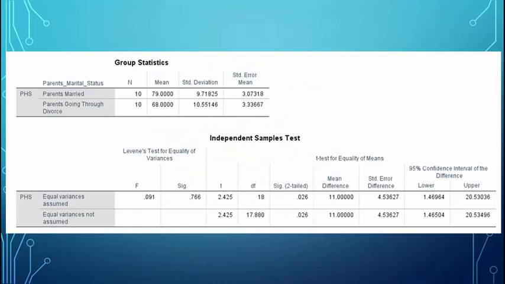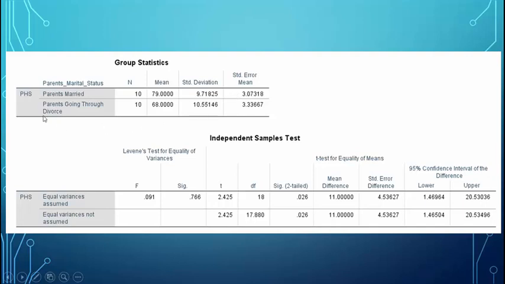Okay, next is to get our output and see what it means. So here's our independent samples t-test output from SPSS. Up here we've got our descriptive statistics. It's telling us here are our 2 groups, parents who are married. We have 10 people in that group. Their mean physical health score is 79, standard deviation here of 9.72, and standard error of the mean.